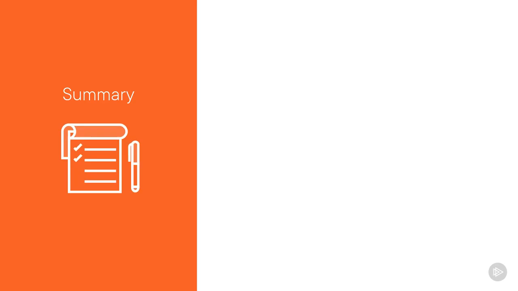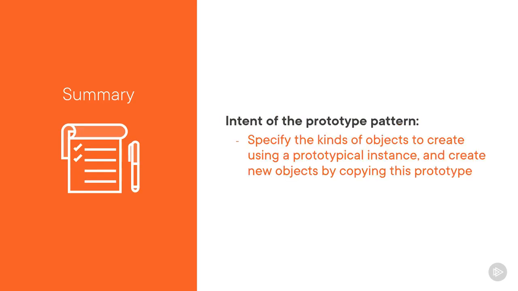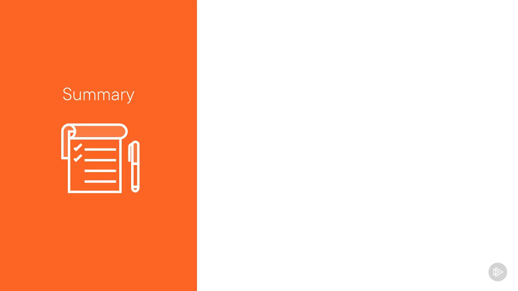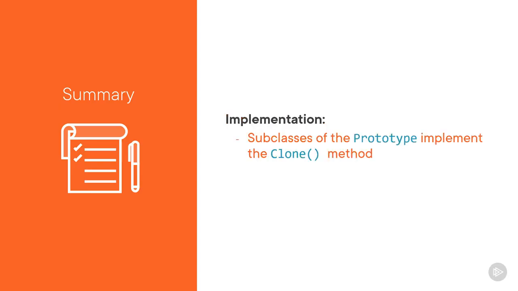In this module, we covered the prototype pattern. Its intent is to specify the kinds of objects to create using a prototypical instance, and create new objects by copying this prototype. It essentially describes how to clone. As far as the implementation is concerned, it's important to remember that subclasses of prototype implement the Clone method, and clients work on the prototype.